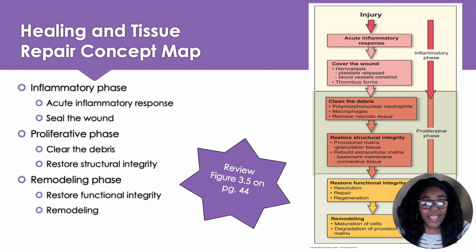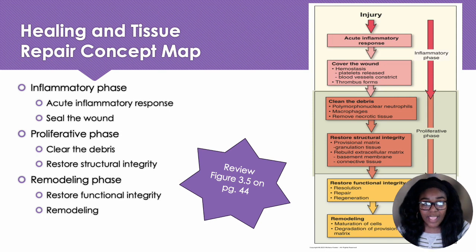And then we finally have the remodeling phase, and this is where functional integrity has been restored. So do not get this confused with the restoration of structural integrity. In the proliferative phase, that's where structural integrity has been restored. When we're remodeling, the functional integrity has been restored. So again, that's where we have movement in that site of injury. Again, we have the remodeling of the tissues. We have resolution, repair. We have regeneration. So again, the body is able to move that extremity again after being injured.